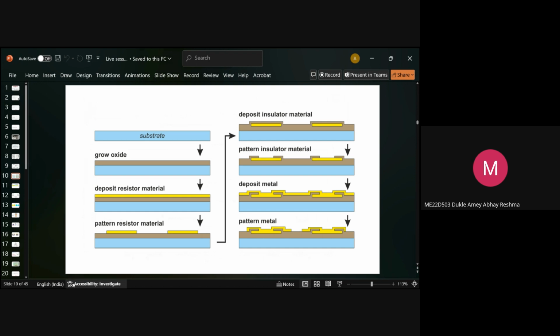So how does a basic MEMS process actually work? You have a silicon substrate, a pure silicon substrate. Then you grow an oxide layer on it. Then you deposit the resistor material. Then you pattern the material, so basically you do photolithography and etching. Then again you deposit the insulator material using PVD or CVD, and pattern the insulator material. Then you deposit metal and pattern the metal, and the entire process goes on. That is how a typical MEMS fabrication process looks.